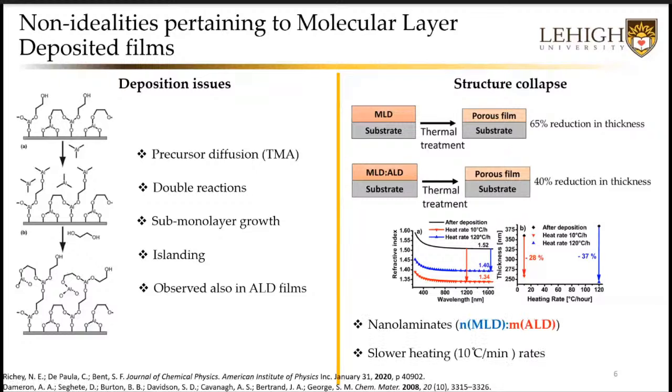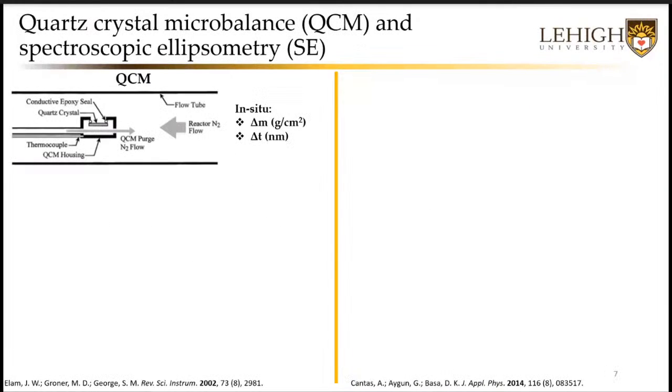Now that you deposit your films and you are dealing with non-idealities, what you do next is characterize them. One of the most commonly used characterization techniques for the ALD community is quartz crystal microbalance and spectroscopic ellipsometry. We'll see what they are. So quartz crystal microbalance, as the name says, is made of a quartz crystal and it is a microbalance. It can detect changes in nanograms. So how does it do that?